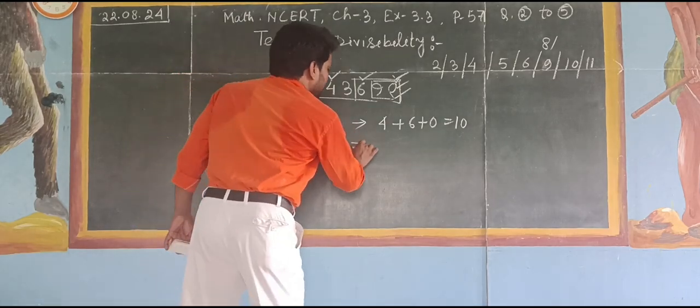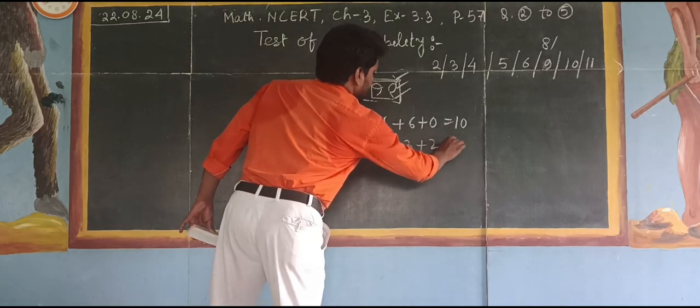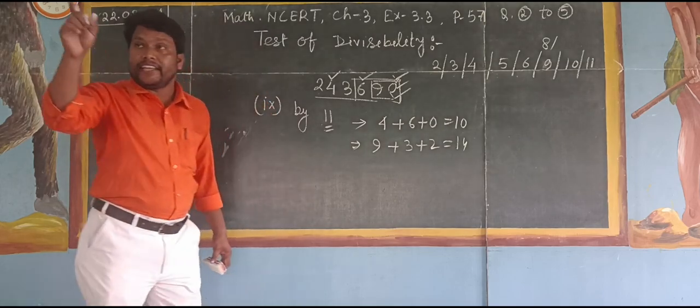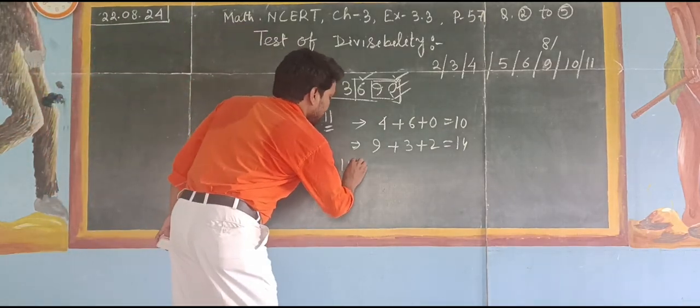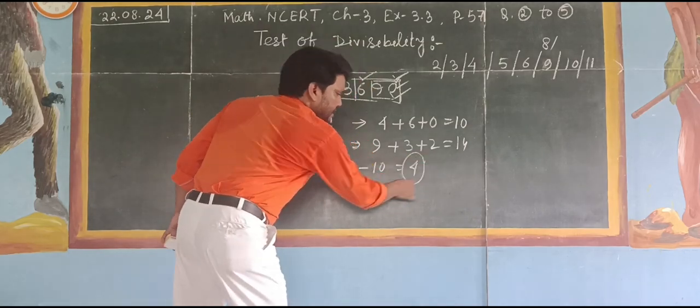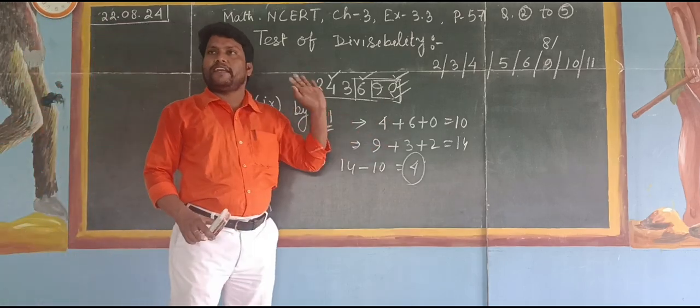Then find the sum of the even places digits. 9 plus 3 plus 2. 9 plus 3, 12 plus 2, 14. Find their sum, and then find the difference. 14 minus 10, 4. Is it divisible by 11? No. So the number is not divisible by 11.